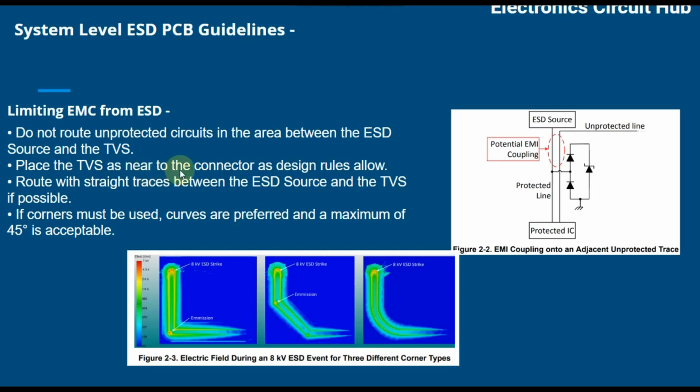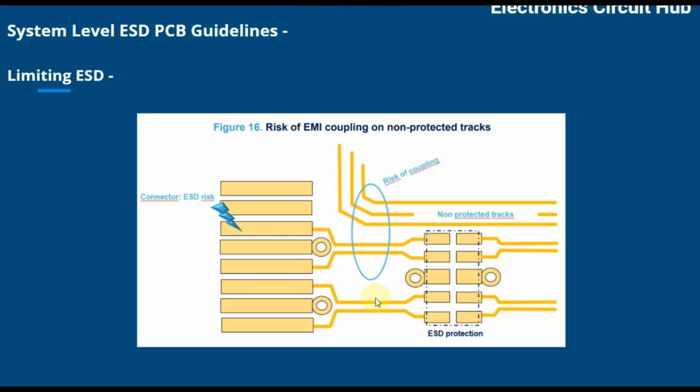Place the TVS diode as near to the connector as the design rules allow. Route with straight traces between the ESD source and TVS if possible. In the corners, curves are preferred, with a maximum of 45 degrees. You can see there are three tracks here, and one is 90 degrees, and it can emit EMC. This is the 45 degree, it can nullify the EMC, and if you follow this practice, this is the best practice, right?